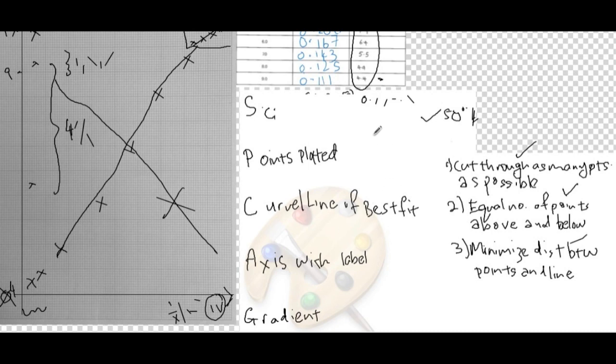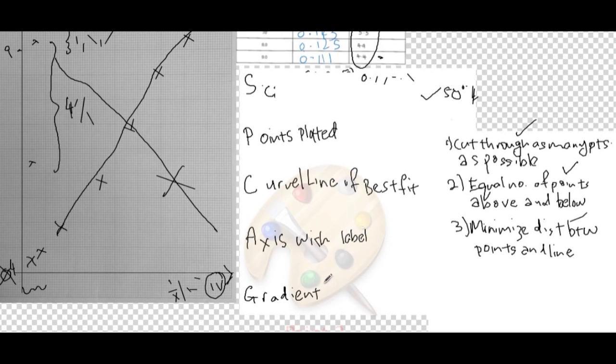So if you are able to meet all of this, then you have yourself a best fit curve or line. I'll just show you what the best fit curve or line looks like, and then just for you to take note, the very last thing you need to take note of is your gradient. After you have drawn your graph, you need to calculate your gradient, and I'll show you in the next portion of the video how to calculate your gradient.